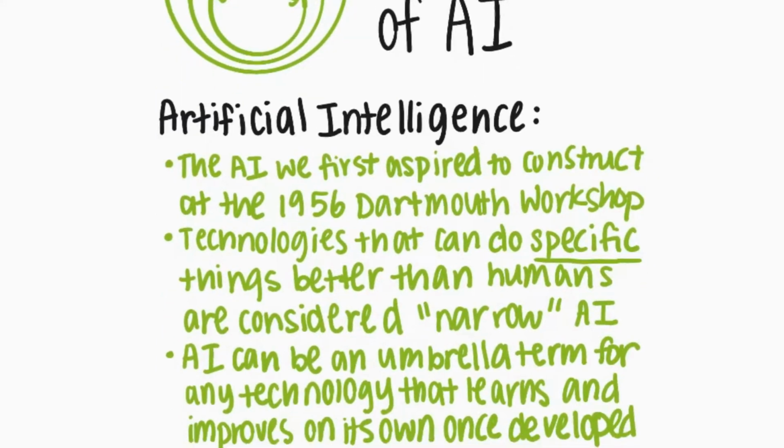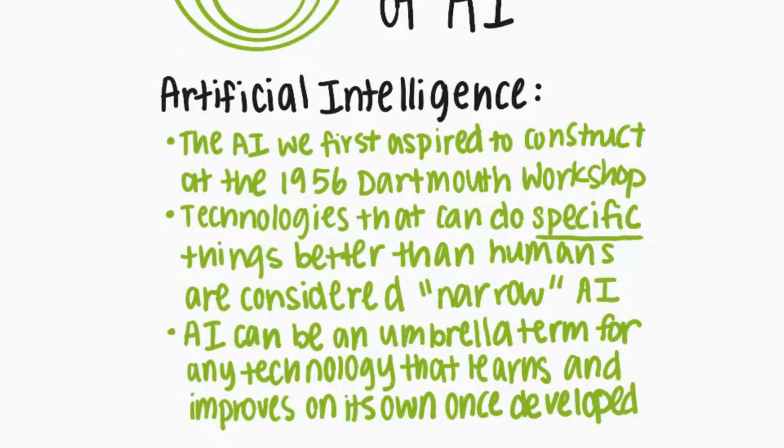So first, artificial intelligence is the AI we first aspired to construct at the 1956 Dartmouth workshop. Again, if you remember from last video, that's where AI was born. And these are technologies that can do specific things better than humans can, and they're considered narrow AI. Now, AI can be an umbrella term for any technology that learns and improves on its own once developed.